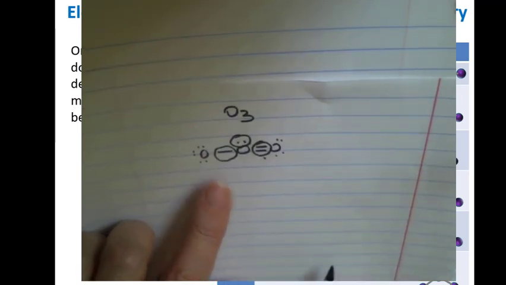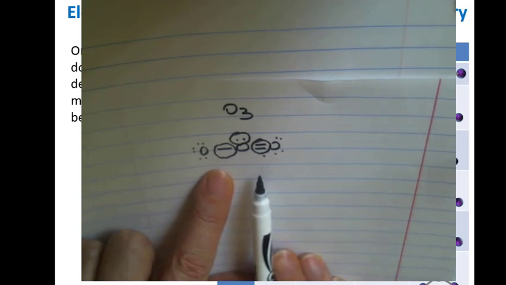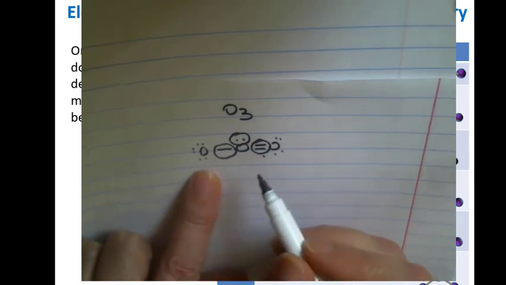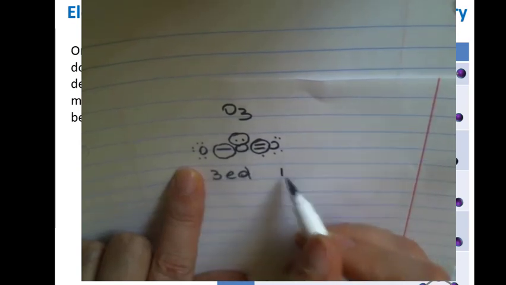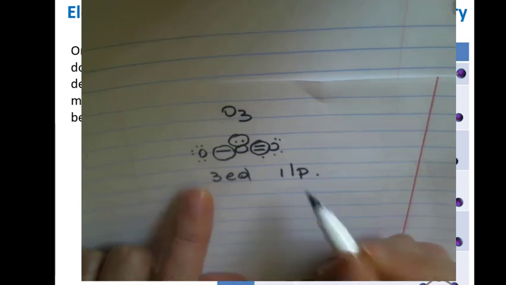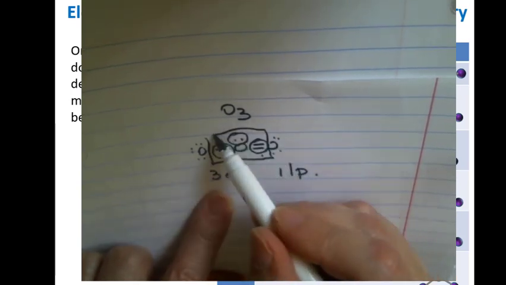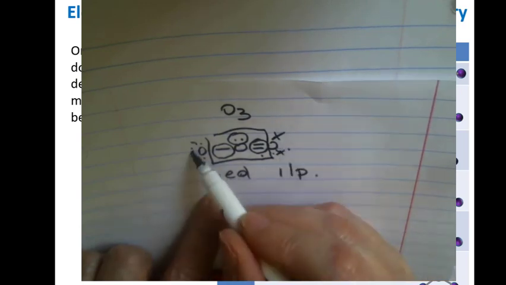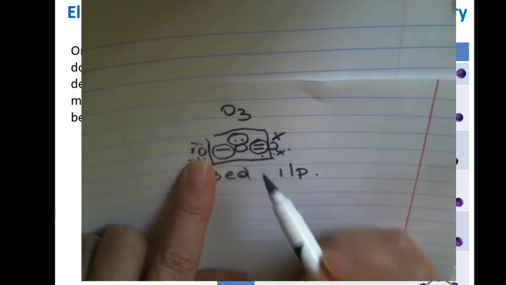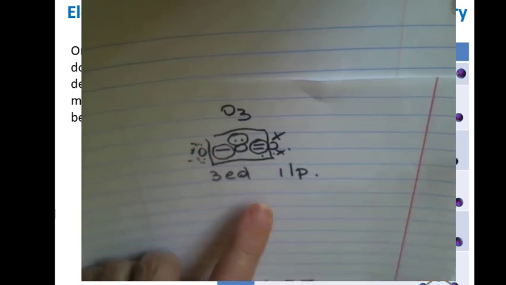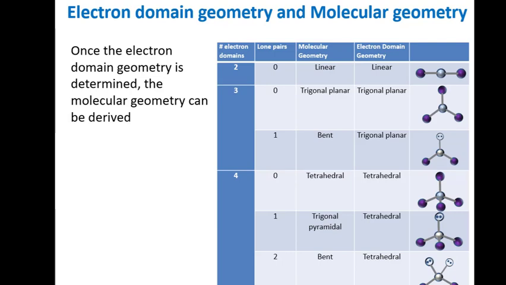If I see 3 electron domains, I need to look at my table in that column, and I'll show you the table in a moment. So 3 electron domains, and I have to look at 1 lone pair. I am looking just at what is around the central atom. I'm not considering these guys because they're not influencing my geometry. I'm just looking inside this box. So now I go back to my table: 3 electron domains, 1 lone pair, the molecular geometry is bent, and the electron domain geometry is trigonal planar.